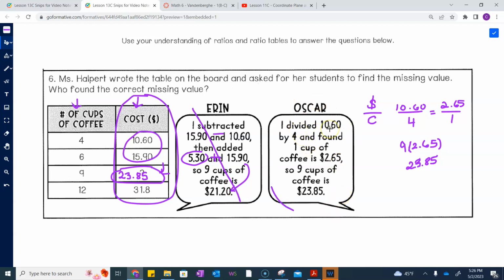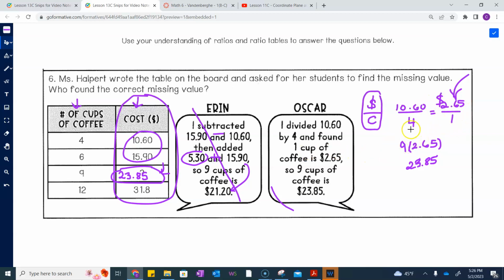Oscar said he divided 10.60, which is money. So I set up this right here to follow Oscar's work. He took the money divided by the number of cups. When he did that, he said, hey, it was $10.60 for 4 cups, and that ended up $2.65 for 1 cup. So this table is an equivalent ratio table because when you check all of these as ratios, 10.60 over 4, 15.90 over 6, and then 31.80 over 12, all of them turn out to be $2.65 per cup when you put that into what we call a unit rate.